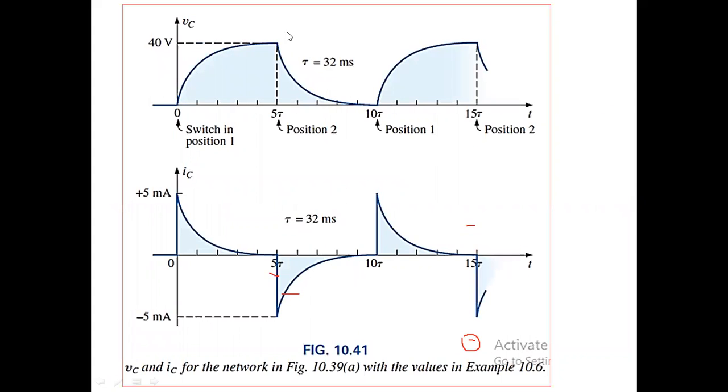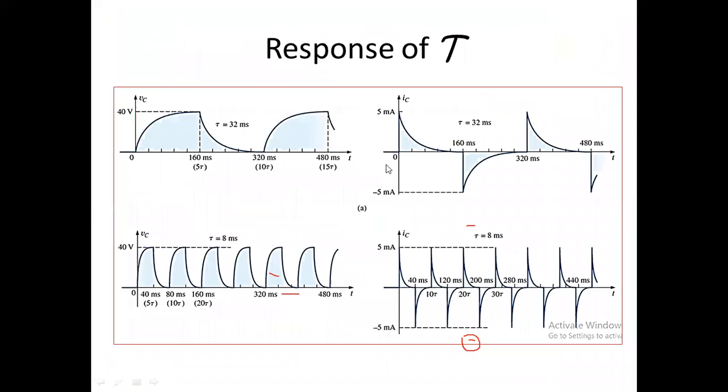So charging, discharging, charging, discharging, again charging phase. This is the response of tau. It means if the R and C values are changing, the time required for any capacitor to completely charge or discharge will also be affected. In this case, if we have tau equal to 32 millisecond, it will take a large time to completely charge or discharge.